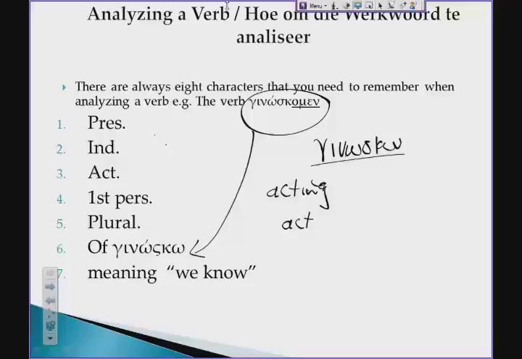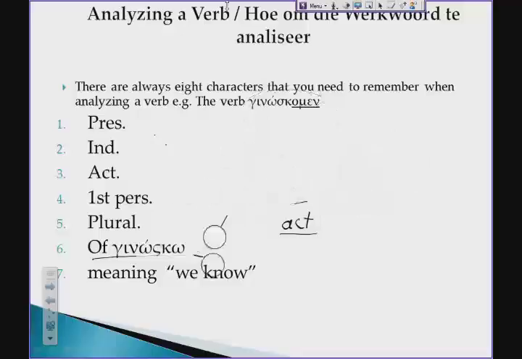So this is the dictionary form of the verb, but that is something you are going to get in the text, not necessarily in the original form in the dictionary. So that's what I mean by a dictionary form of a verb. Also in Greek, this is ginomen, but it comes from the lexical form ginosko. That means I know. And I hope everything is clear in that sense. Okay?